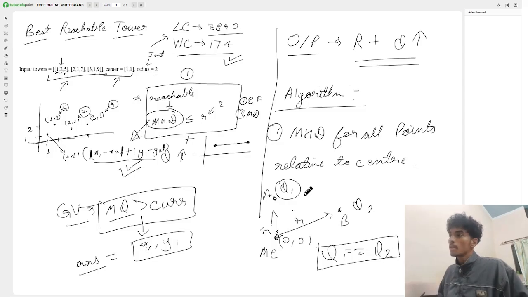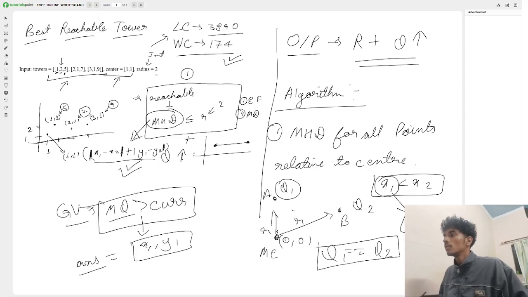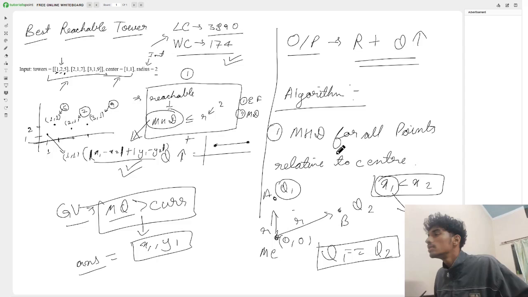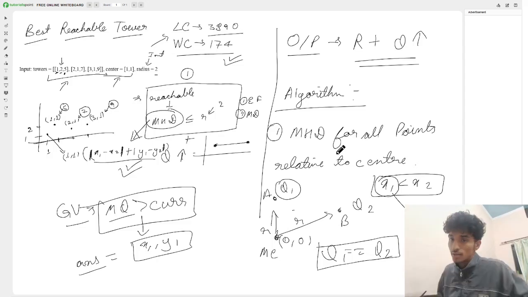If x1 is smaller than x2, then we will be returning x1 and y1. Or if x1 and x2 are both equal. Let me erase. There are a few technical glitches that will come along the way, and that is understandable.